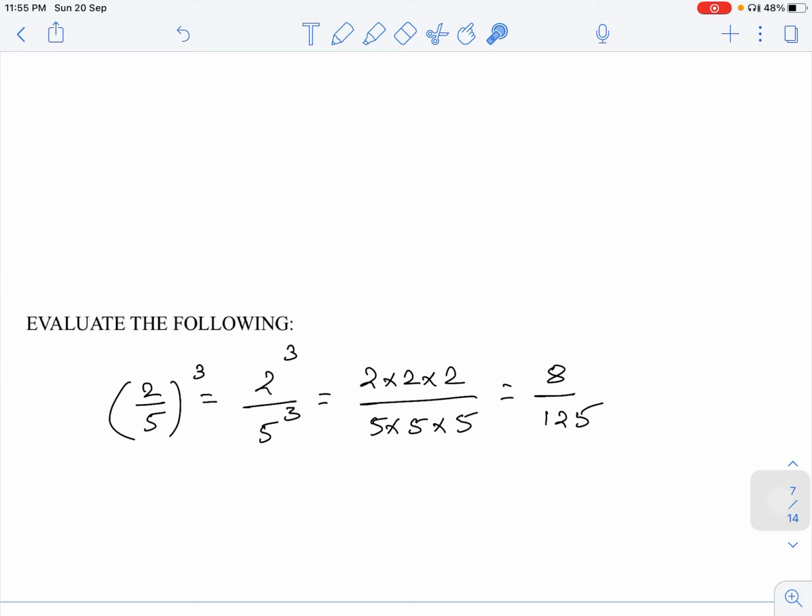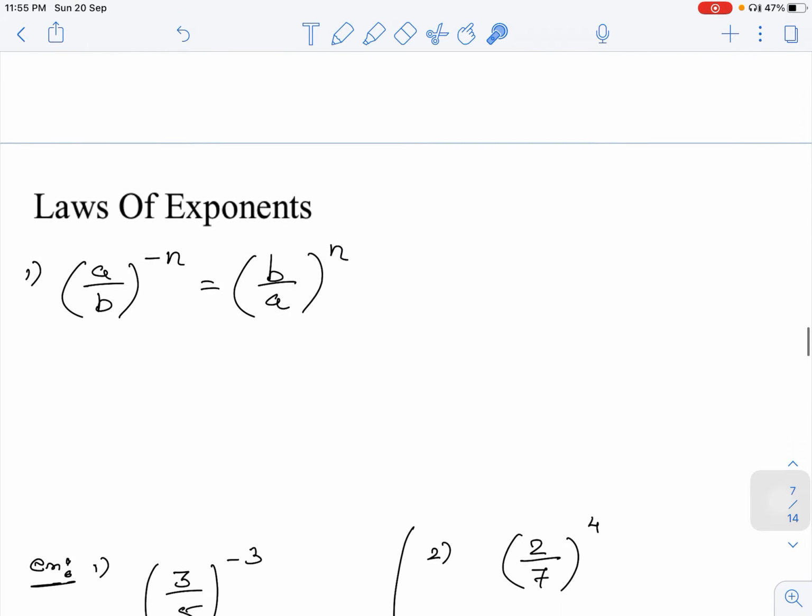Now 2 raised to 3 means 2 is multiplied 3 times, and 5 raised to 3 means 5 is multiplying itself 3 times. So 2 twos are 4, 4 twos are 8, 5 fives are 25, 25 fives are 125. Whenever you are solving more examples, if you don't write this part, it will also work. As per the question, you have to decide whether you should write this one or not. Now let us see the laws of exponents one by one.